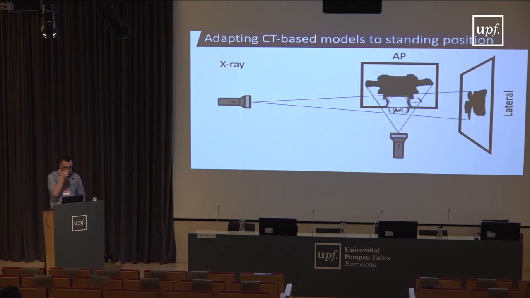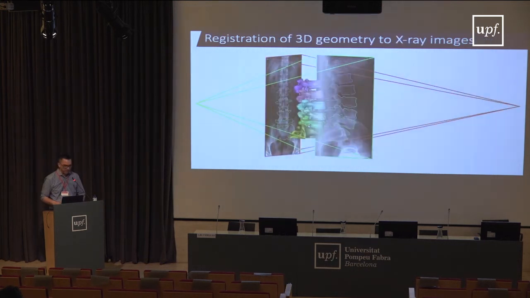So we try to develop a method for the transfer function, for adapting the CT-based models to the standing position of the patient. And here you can see that using X-ray, we have two different angles. And from the two different angles, we are able, using some software, to match the 3D models of the vertebral bodies to the X-ray shapes.